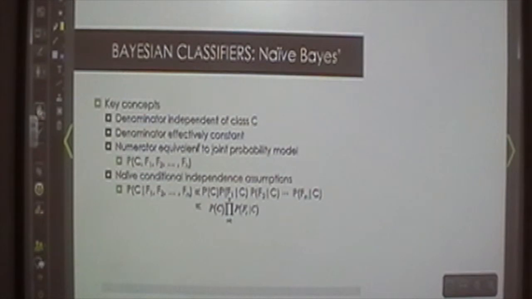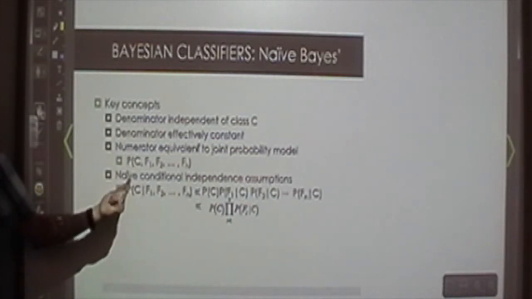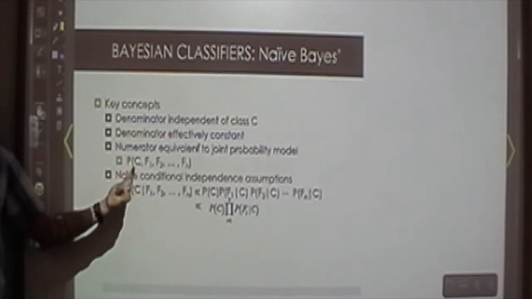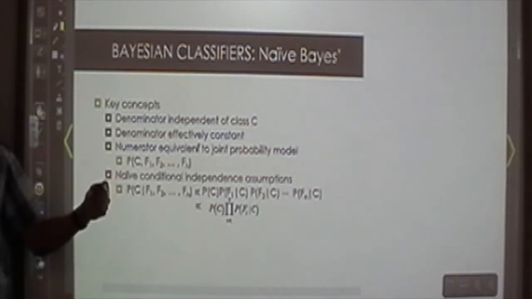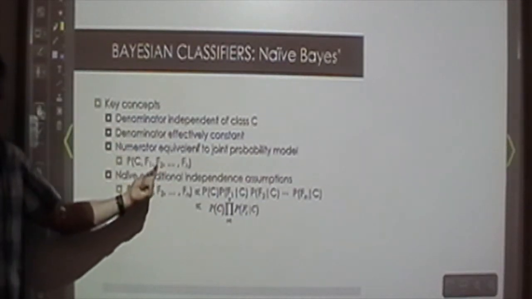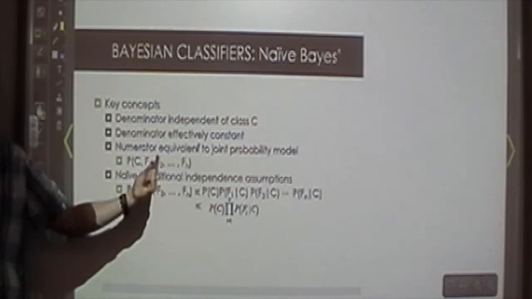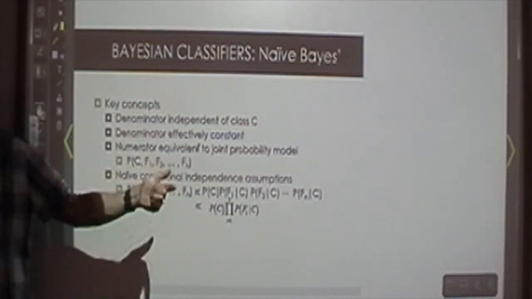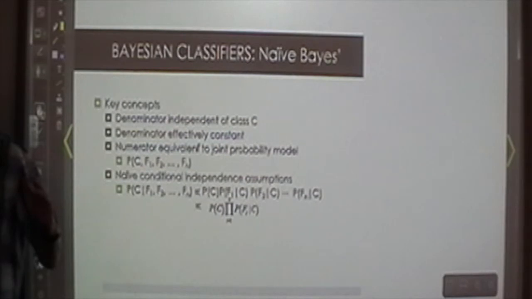This is a heavy statement if you've not seen probabilities, but the numerator is equivalent to a joint probability model, which means the probability that C happens, and feature 1 has its value, and feature 2 has the value that it obtains, that all the features have the values they obtain. So there's a probability of all of that happening.